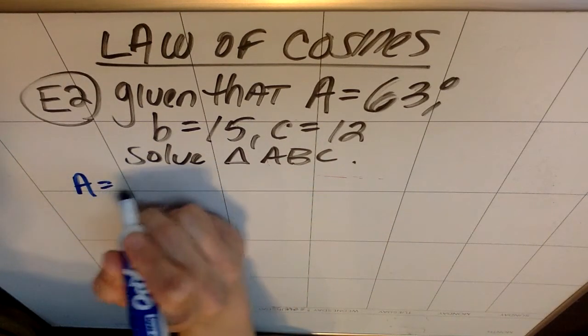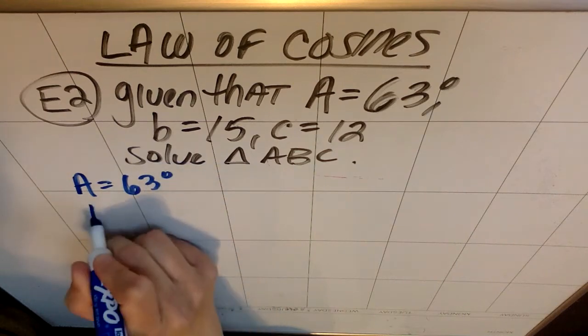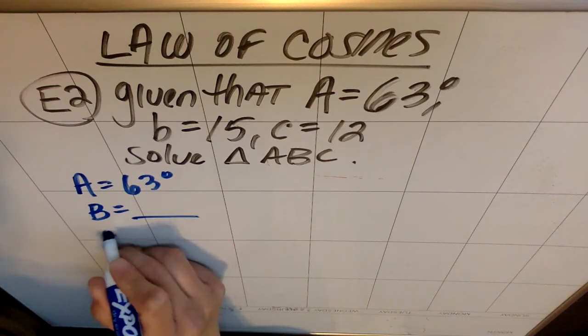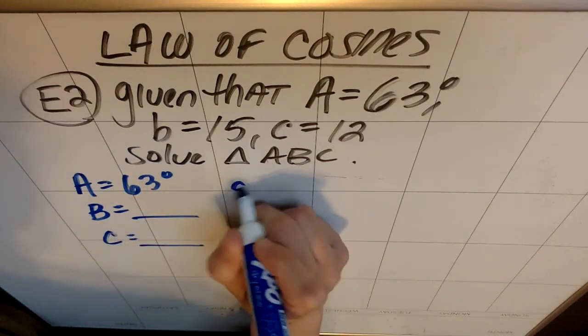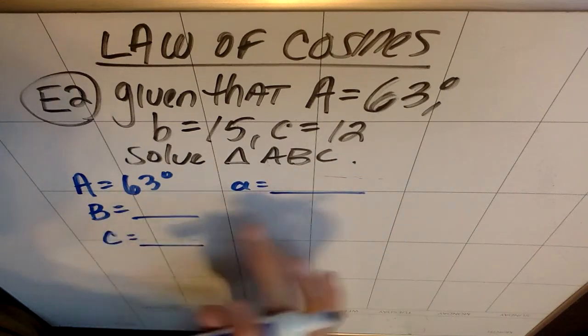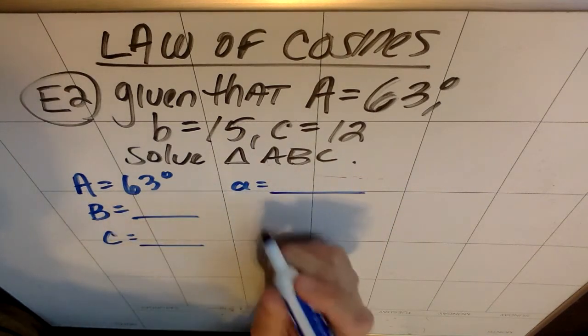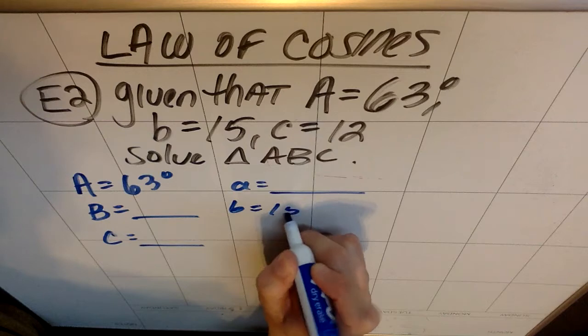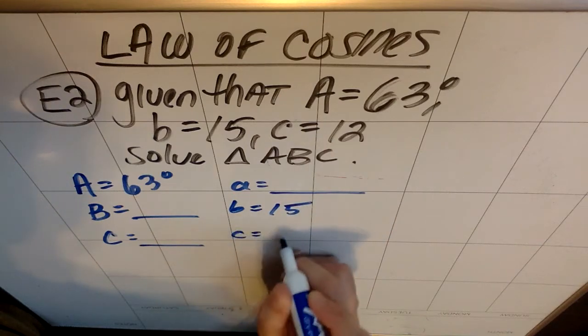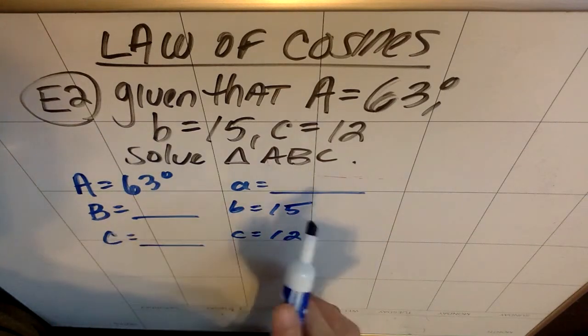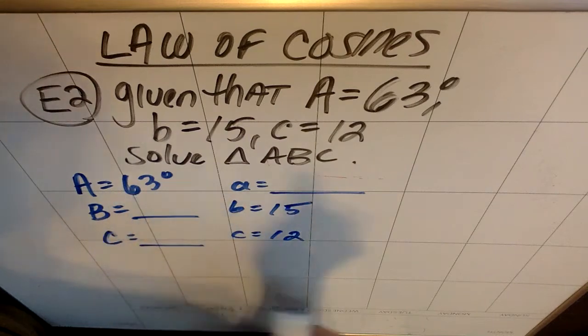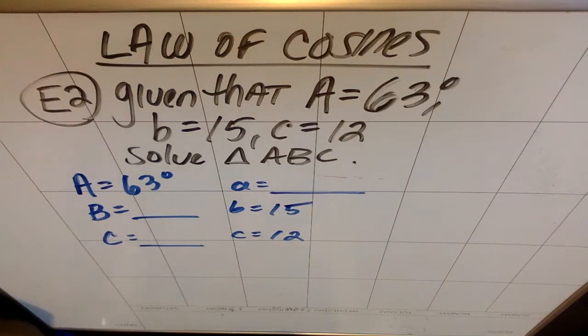So you know big A is 63 degrees. You do not know big B. You do not know big C. You do not know little a. And the reason that first bit is important is because this means you cannot do the law of sines as this problem is currently written, which is why it's a law of cosines problem. To do the law of sines, you need to have a pair, and the only angle you know is A, and you don't know side a, so you can't do the law of sines here. So that's why we're going to do law of cosines.